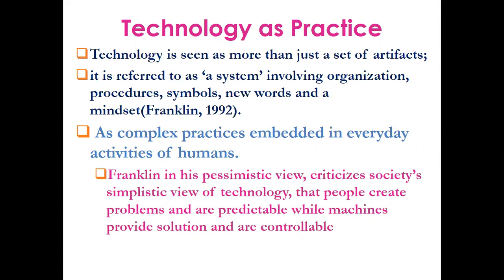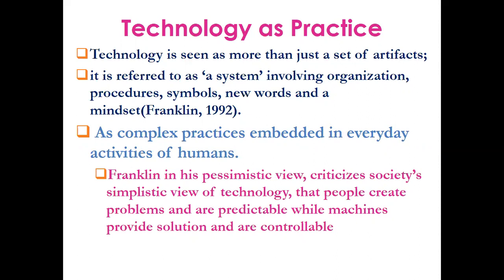Franklin is more pessimistic. In her pessimistic view, she criticizes society's simplistic view of technology, which is that people create problems and are unpredictable, while machines provide solutions and are controllable.